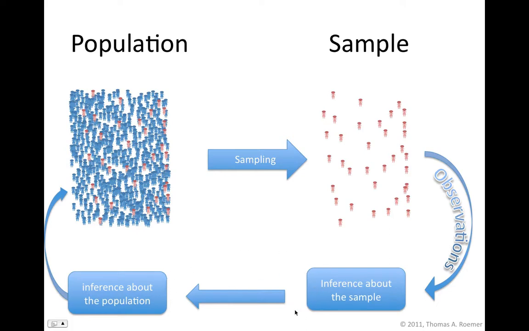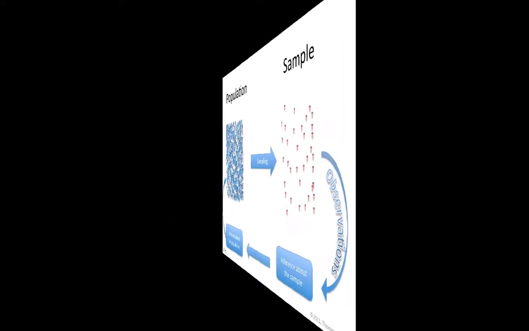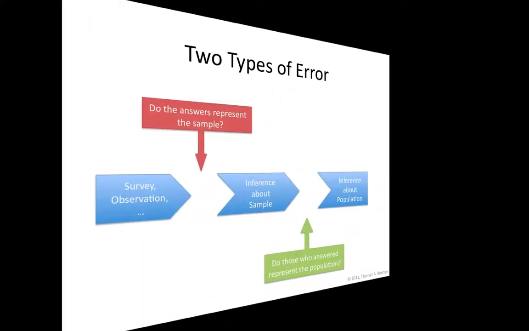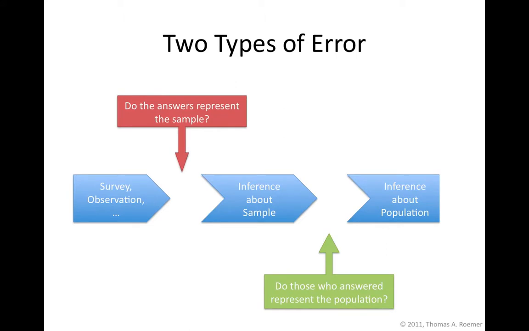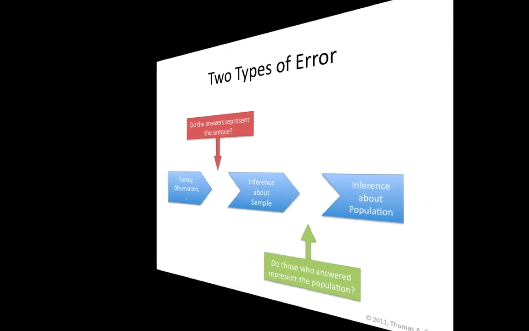Much of the mathematical part that we will deal with in later tutorials concerns this area, how we get from the sample observations to inferences about the entire population. This tutorial deals more with these two aspects, how to sample and what can go wrong with our observations. With this, two types of errors arise. The first one is, do our observations or do the answers we get in surveys represent the sample? And the second one is, do those who answered represent the population? That is, does our sample actually represent the population?